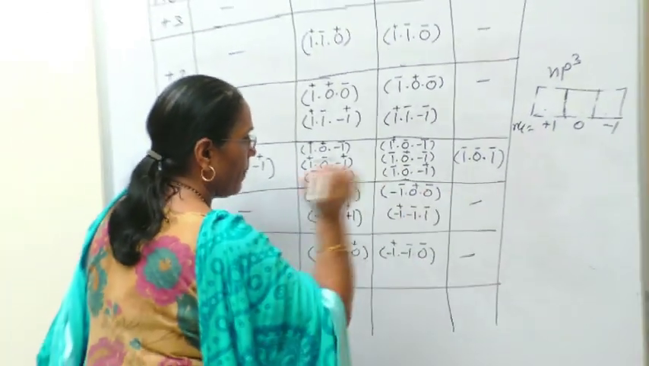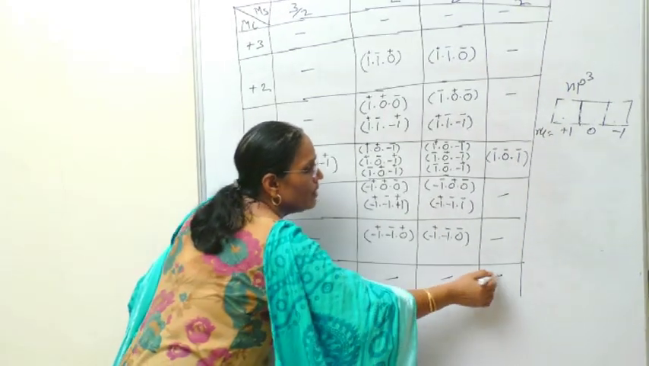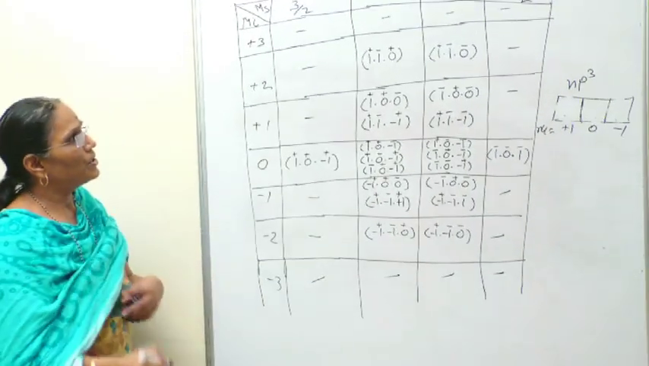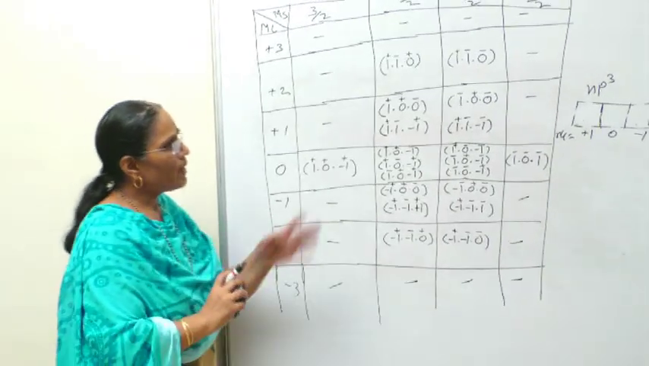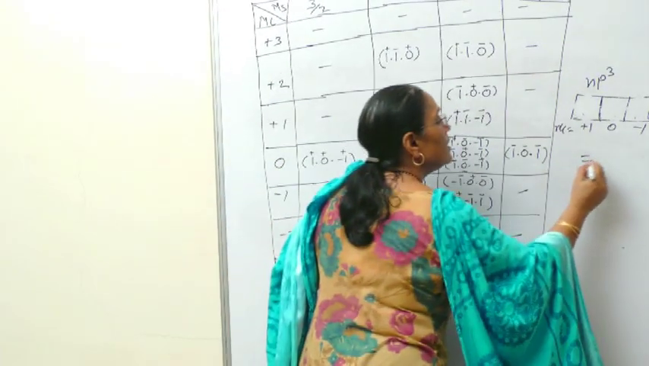So in this way, the microstate table is complete for the np3 configuration. The total number of microstates, by the n factorial equation, that we have obtained is 20.